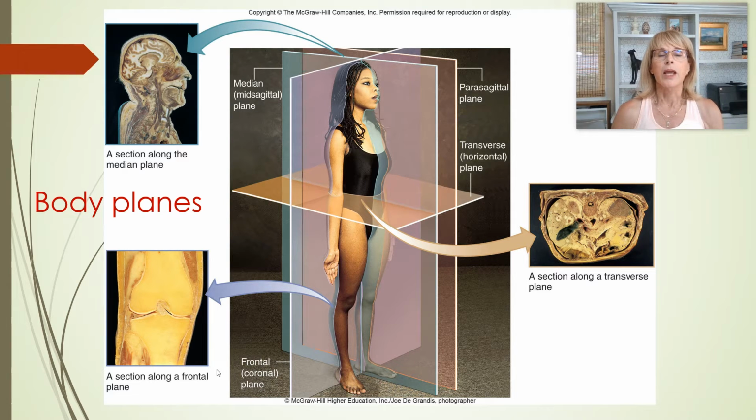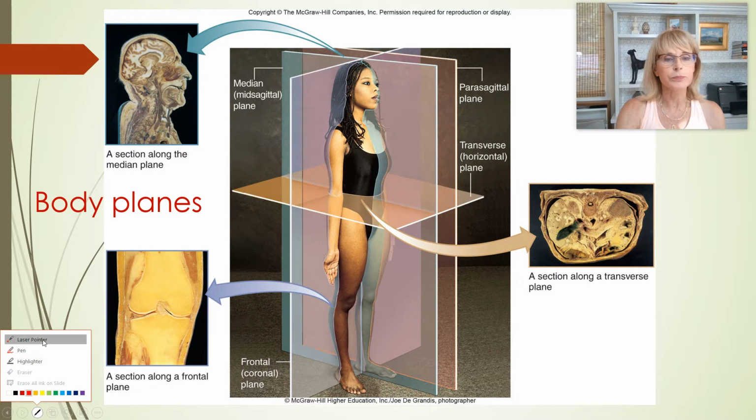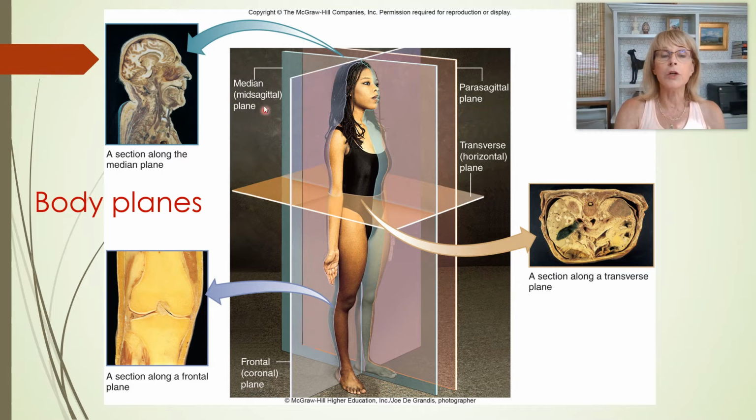By the way, if there's ever a question that asks you what plane or what section is represented here, or this organ was cut on which plane, there are only 3 answers. The 3 answers that are possible are frontal plane, the one we just did, median or mid-sagittal plane, and transverse or horizontal plane. Okay? So that narrows it all down.